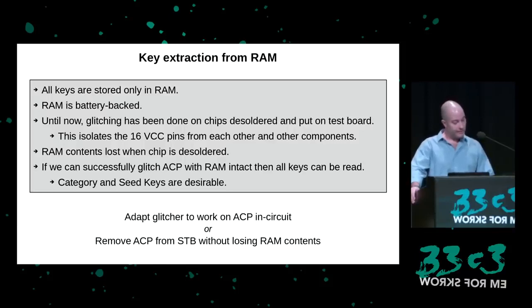It's possible to glitch the ACP and read memory, but the glitcher works on an ACP removed from the set-top box. When the ACP is in circuit, the connections to other components and 16 VCC-connected pins pose a problem. To glitch the ACP in circuit will require some modifications to the set-top box, disconnecting the ACP from other parts. Or another alternative is to remove the ACP from the set-top box and place it on a breakout board without losing the battery power and wiping RAM.